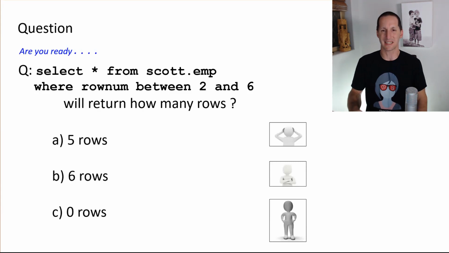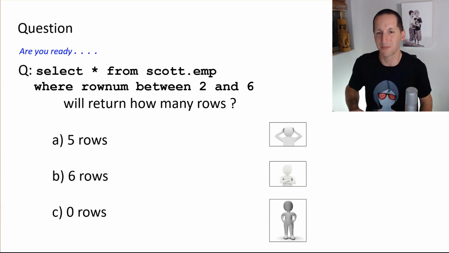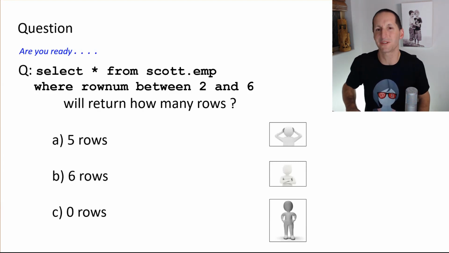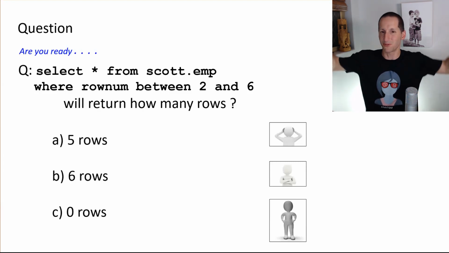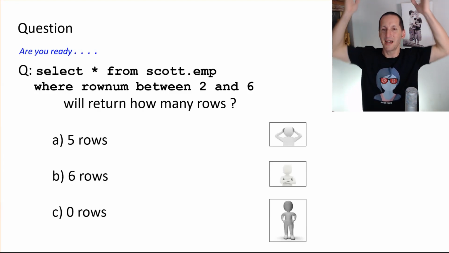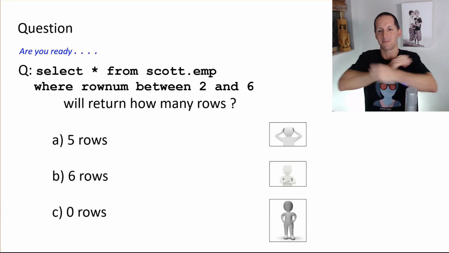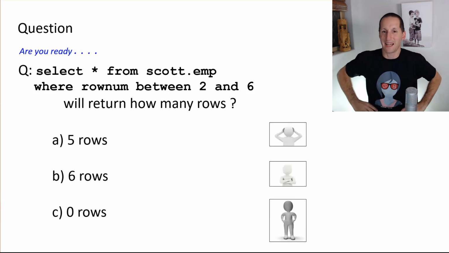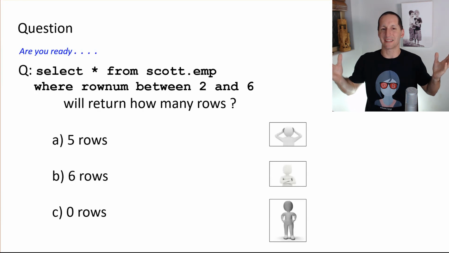You get the whole audience standing up, and then we present them a question, and they have to indicate their answer with a gesture. The question here was: select star from scott.emp where ROWNUM between 2 and 6 will return how many rows? If you thought it returned, say, 5 rows, you put your hands on your head. If you thought it returned 6 rows, you would cross your arms. And if you thought it would return no rows, you'd put your hands on your hips. Everyone would make their gesture.